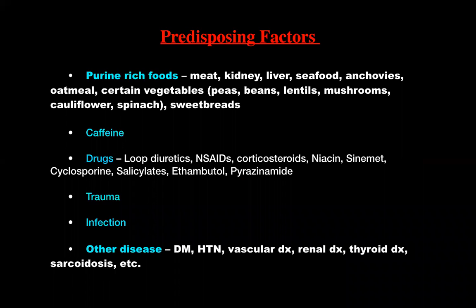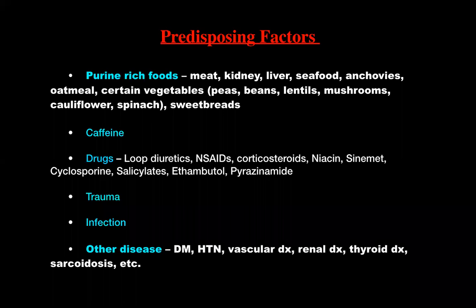Predisposing factors. Purine rich food. That means food which has more purine, like meat, kidney, liver, seafood, anchovies, oatmeal, certain vegetables like peas, beans, mushroom, cauliflower, spinach, and sweetbread.